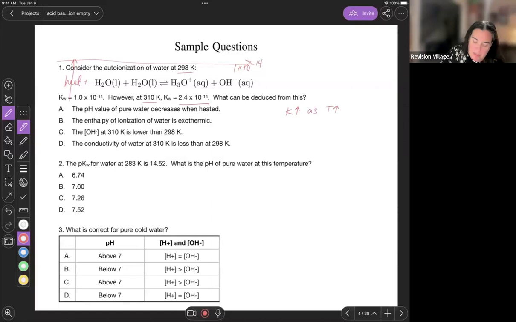Choice A says the pH of pure water decreases when heated. That's true. We actually just saw that in the last problem. As K becomes larger, that means we're going to be making more hydronium. When we make more hydronium, the pH is going to go down. It's a more acidic solution, if you will. There's more H3O plus present. The enthalpy of ionization is endothermic, so that's incorrect. The concentration of hydroxide is in fact higher, and the conductivity, because the concentration of those ions is higher, will be greater. So A is my best answer to that.